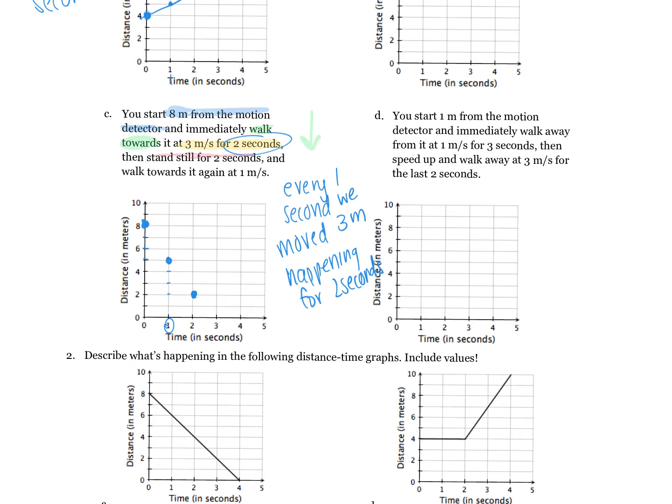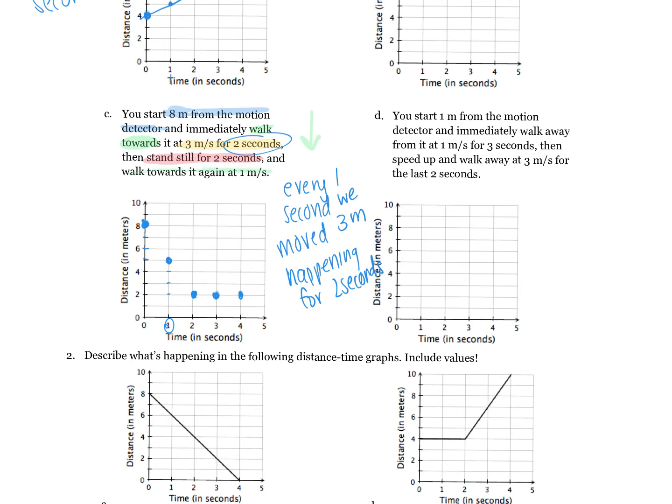We stand still for 2 seconds, okay? Meaning we didn't go anywhere. So for 2 seconds, I am still at 2 meters. So I'm drawing my 2 dots there, okay? Then, I'm going to go back to my highlighter.